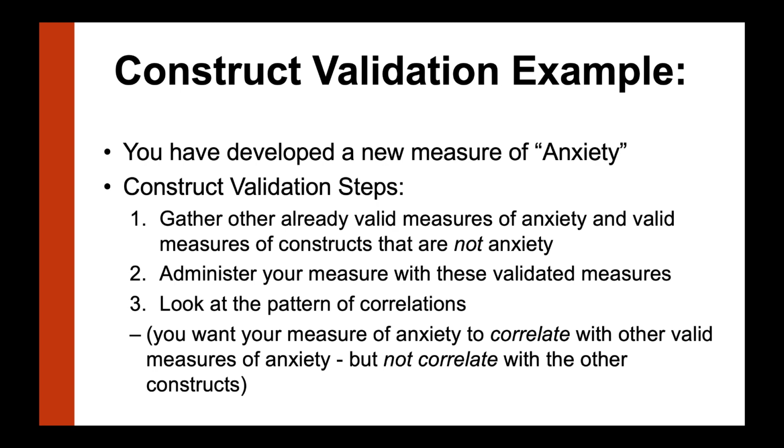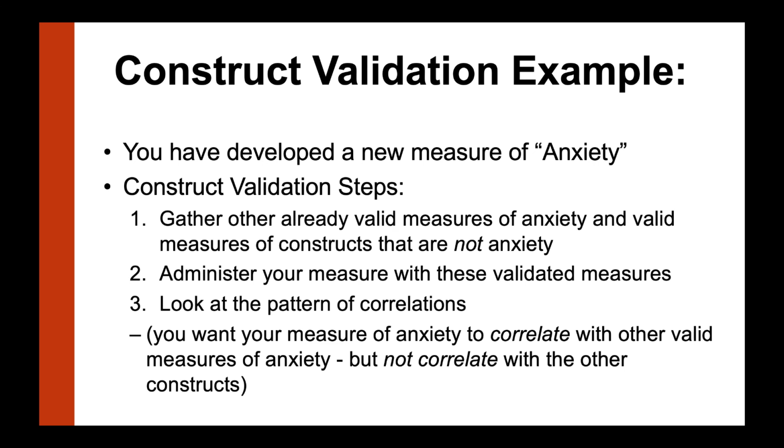You give it out to as many people as you can, and then you look at the patterns of correlations between the different measures. So for your anxiety construct, you've developed your questionnaire for anxiety, and you have found another very well validated measure of anxiety, and you're going to give that out at the same time, because what you want to show is that your measure of anxiety and that measure of anxiety are highly correlated. You would expect that your test of anxiety would correlate highly with the other well-validated test of anxiety.